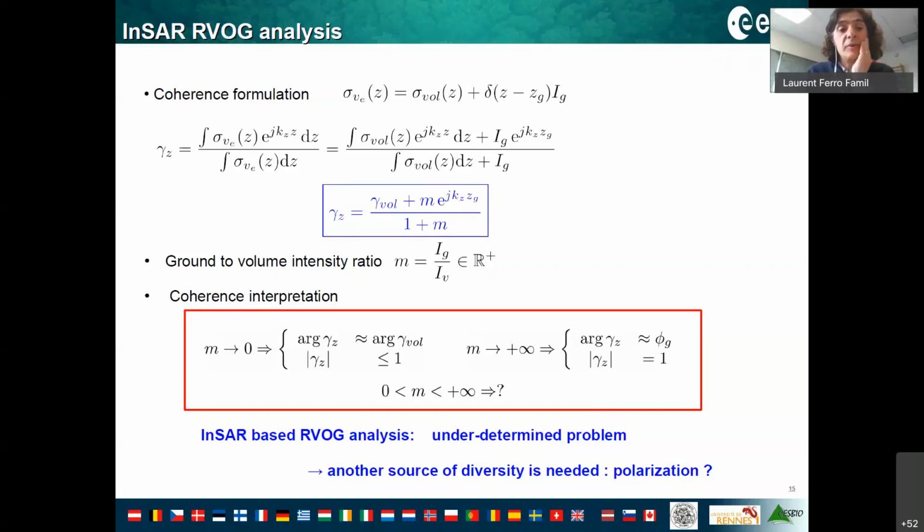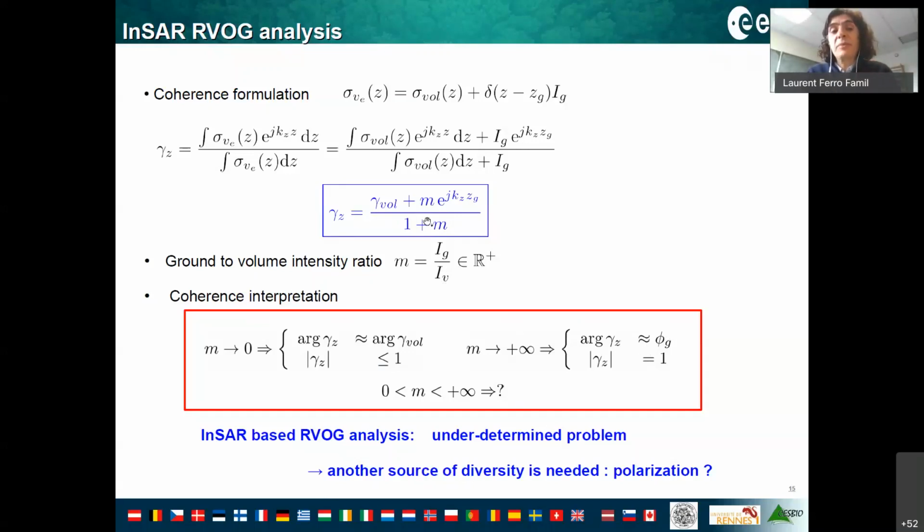So you may have an interpretation. When M tends towards 0, of course, you have the ground response, which is close to 0. So you're looking at the volume, and you may apply your favorite volume characterization technique. But remember, you need to know the exponential shape. You need to be sure that the volume has a constant extinction. And when M tends toward infinity, it means you have a null volume response. In this case, you're looking at the ground, the interferometric coherence has a unitary modulus, and the phase gives you the elevation of the ground.